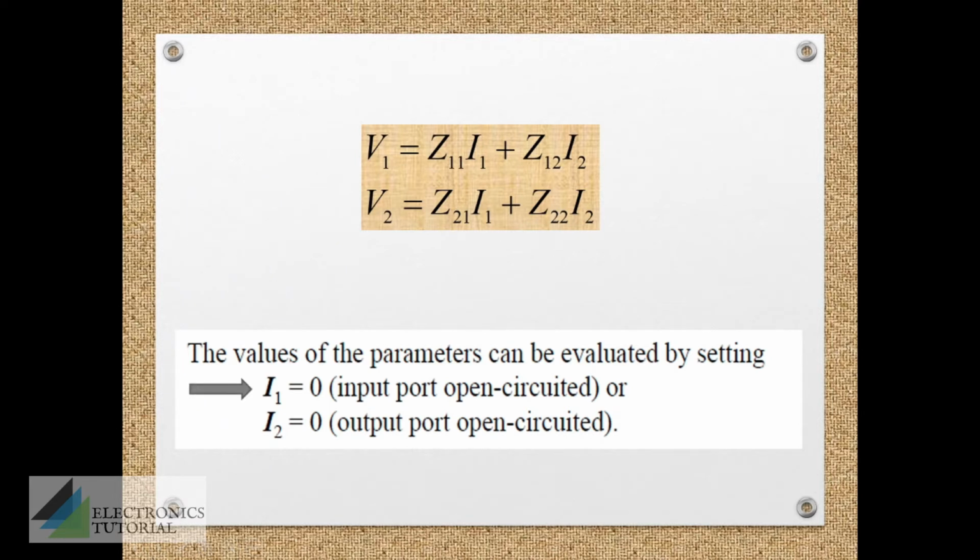Let's move on to the second case. I1 is equal to 0. That is, input port is open circuited.